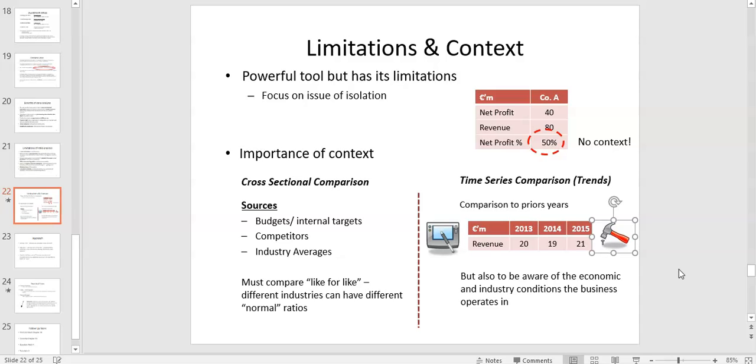The context of the industry, the context of the economic cycle, and the context of what industry you're in and how your competitors are getting on. If you ignore any of those, you're going to have a very misleading interpretation of what those ratios are.